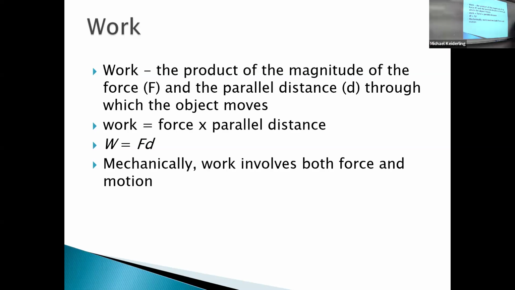And that distance is the distance in the direction of the force. So if you're applying a force in the direction that something is moving, you get positive work. If you're applying a force opposite the direction the thing is moving, you get negative work. Mechanically, work involves both force and motion. So if nothing is moving, no work gets done. And if the motion is perpendicular to the force, also no work gets done.